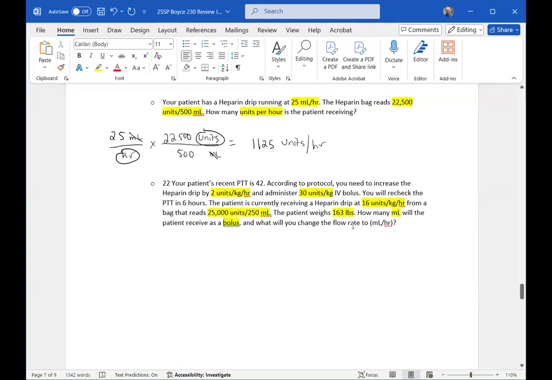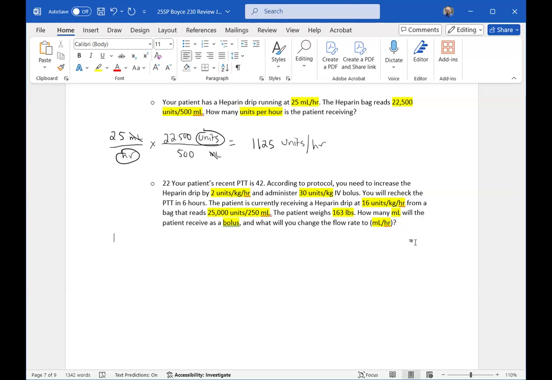And then what will you change the flow rate to in ml per hour? So we're going to do two things. We're going to solve for the bolus and we're going to solve for the infusion rate, the new infusion rate. All right. So let's work through this.